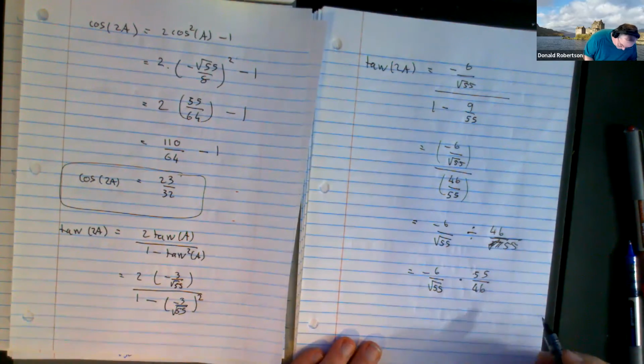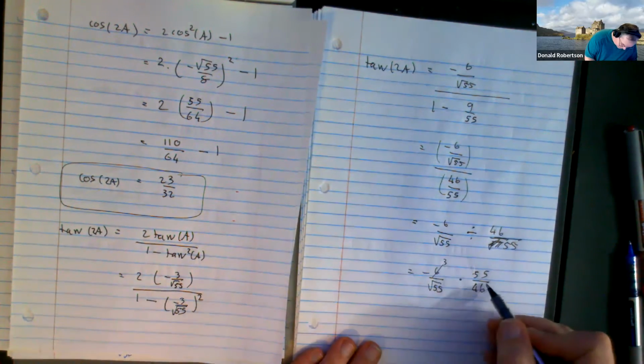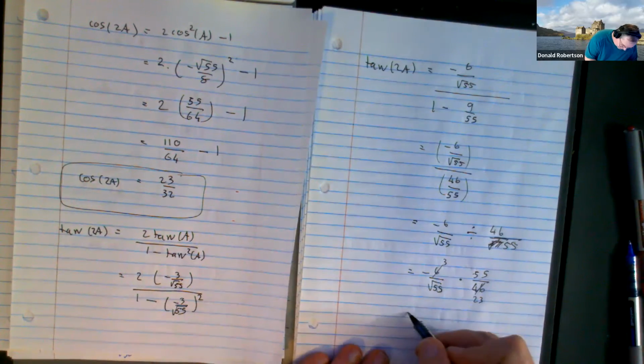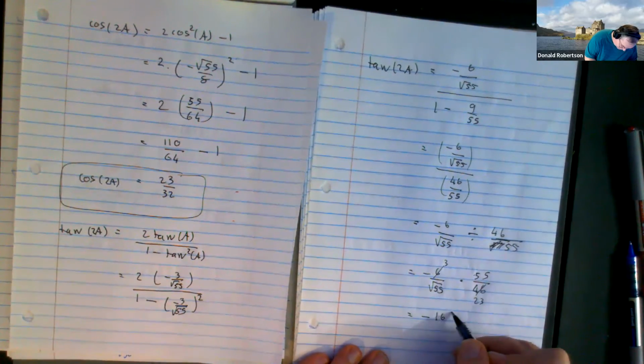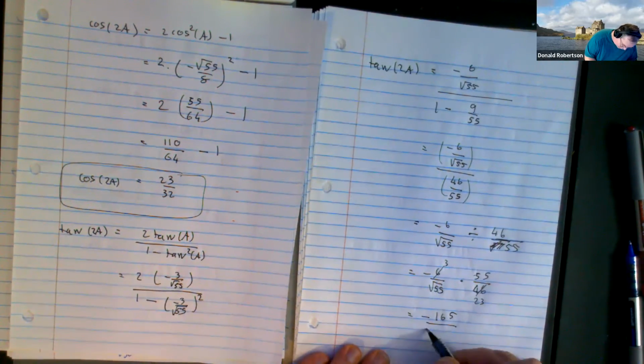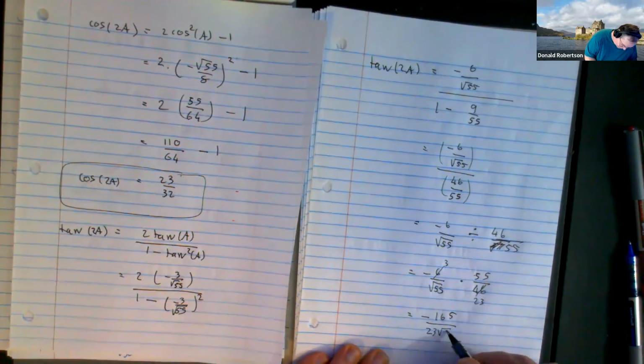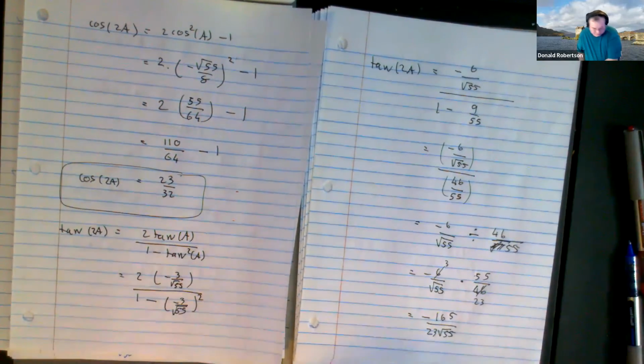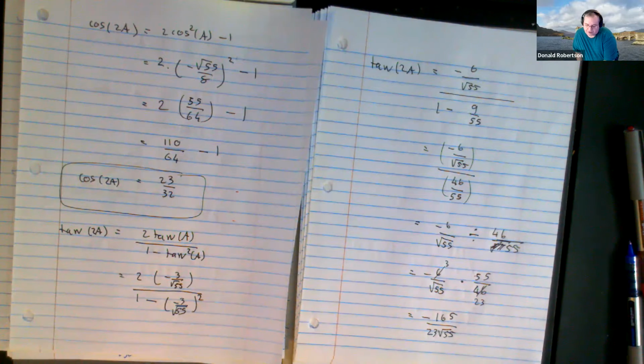Then what I can do is divide that, and that gets me 23. So I'm going to get negative 165 over 23 square root of 55s. It's living up to its reputation of being ugly. Agreed?